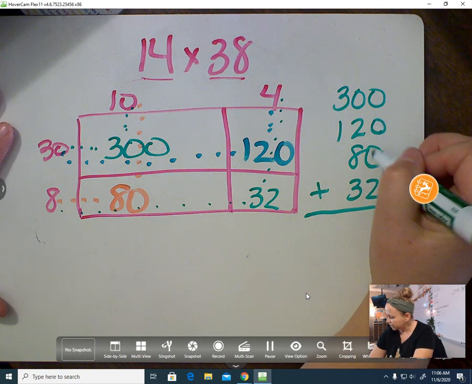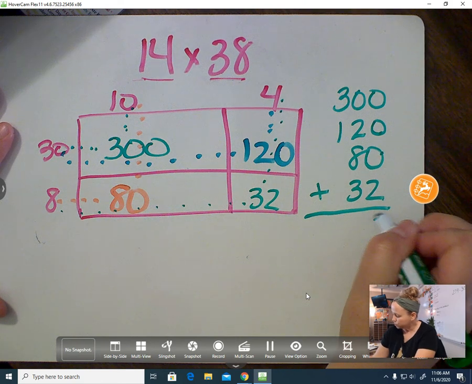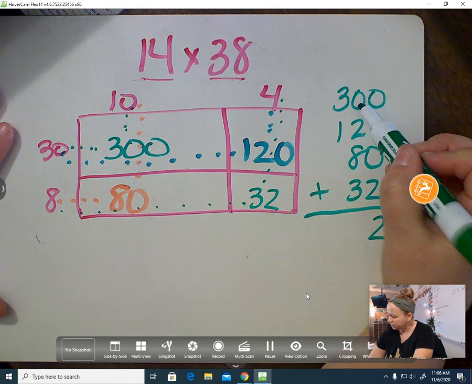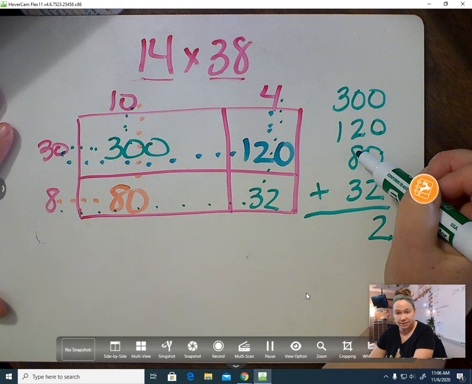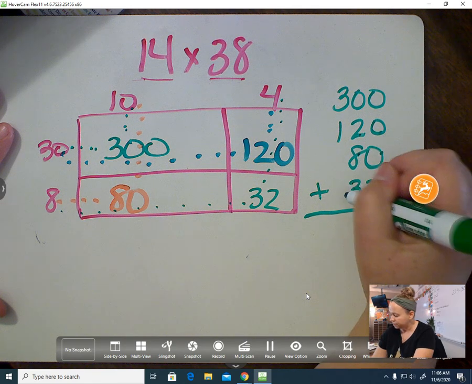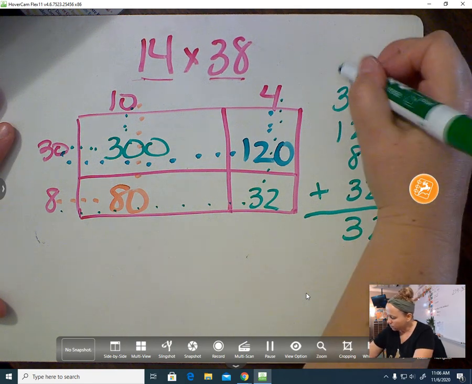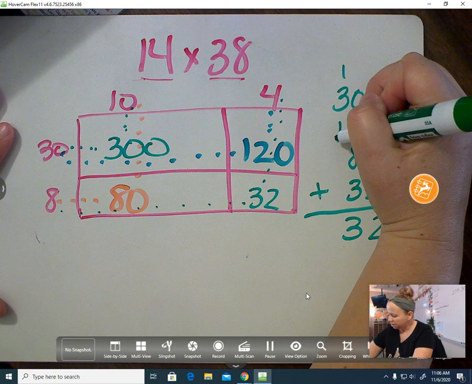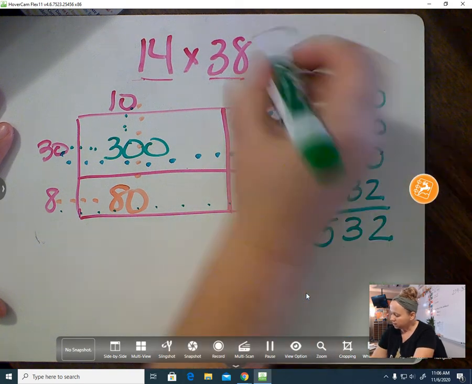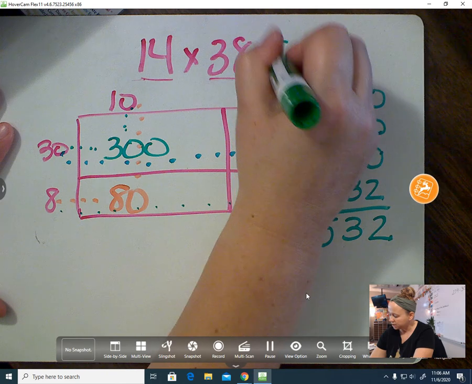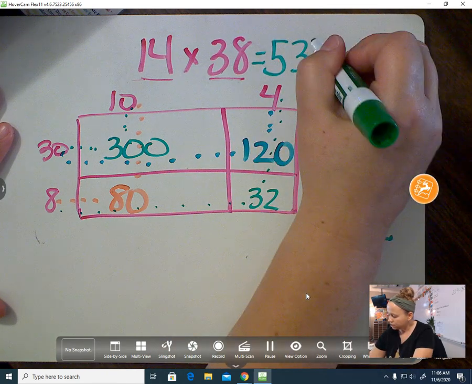So in the ones place, I have 0 plus 0 plus 0 plus 2, which equals 2. In the tens place, 0 plus 2 plus 8 is 10. 11, 12, 13. I put the 3 here, carry the 1. 1 plus 3 is 4, plus 1 is 5. So this product is 532.